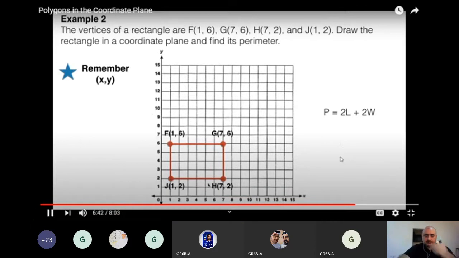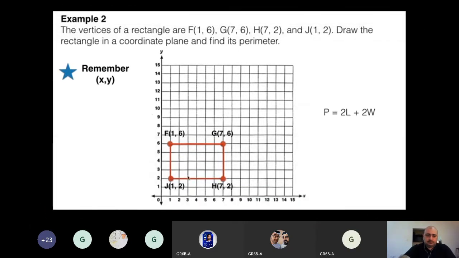Length. Instead, I'm subtracting my X coordinates. I'm finding the difference of 7 and 1, which means this width is 6. And also, if it's something this simple, you could also just count the squares, right? Each one of these is just 1, so you could even count, right? 1, 2, 3, 4, 5, 6, which is what we just said.